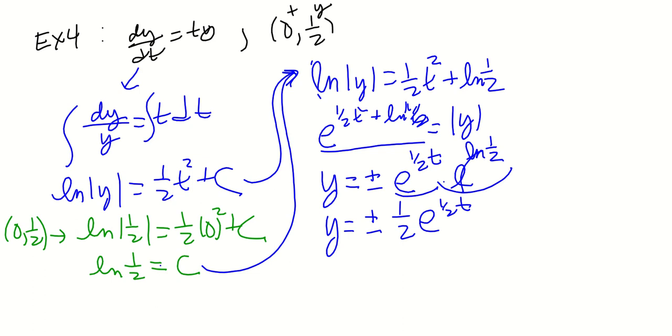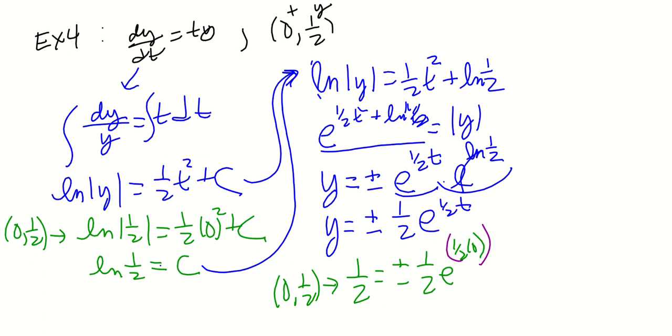Going back to our initial condition, if we know that the point 0, 1/2 is on our graph, then we would have to have 1/2 equals plus or minus 1/2 e to the 1/2 times 0. 0 times 1/2 is 0, and e to the 0 is 1. So we get 1/2 equals plus or minus 1/2, which is 1/2 equals 1/2. So we have y equals the positive of 1/2 times e to the 1/2 t. So that t is up in our exponent.